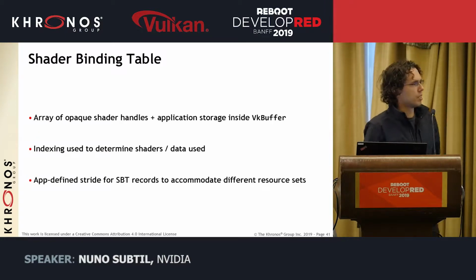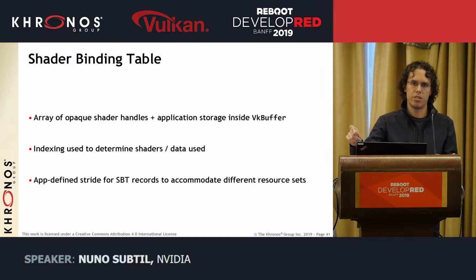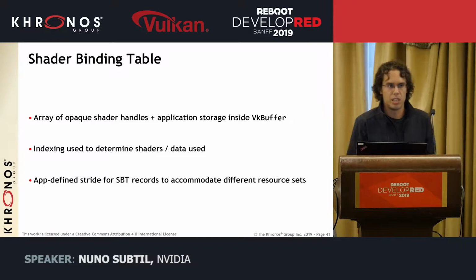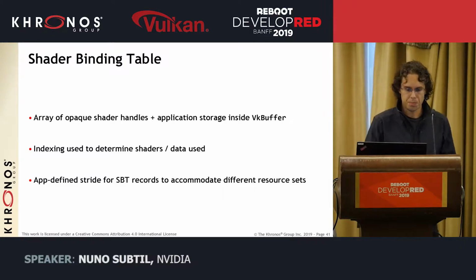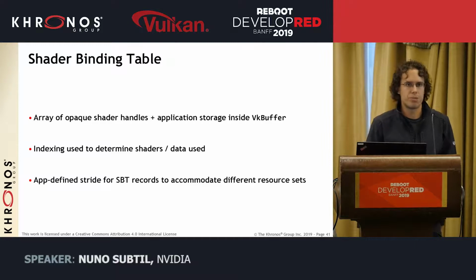So the shader binding table, think of it as a buffer with a number of records, where each record contains a shader handle that identifies one shader, typically a hit shader, but could also identify a raygen shader, and it has a bit of data associated with it, which is application specified. So these records have an app specified stride, and they exist inside a regular Vulkan buffer. There's an indexing scheme to figure out which record to pick for each ray tracing operation that is happening. And because the application defines the stride, this can accommodate any kind of data that the application needs to associate with each shader or with each geometry instance, with each mesh, etc.